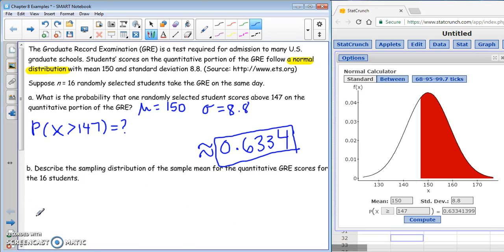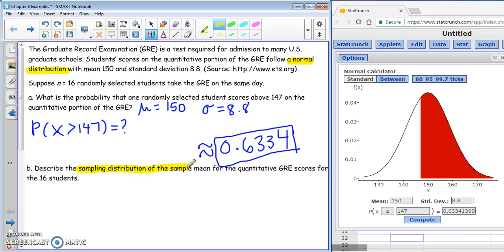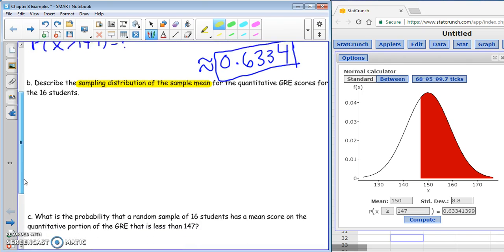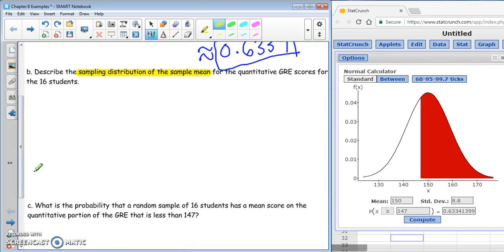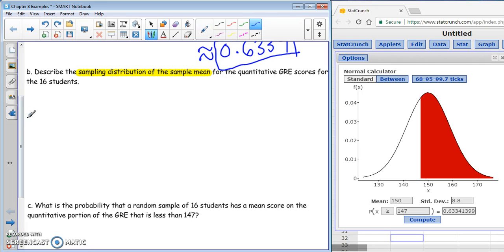It says describe the sampling distribution of the sample mean. So new phrase here: sampling distribution of the sample mean, for the quantitative GRE scores for the 16 students. So we're talking about a sampling distribution here. There are a couple of things we have to keep in mind. When we're describing the sampling distribution, we want to talk about the shape of the sampling distribution, the spread, and the center. We talked about that previously, and we're going to talk about that again here.